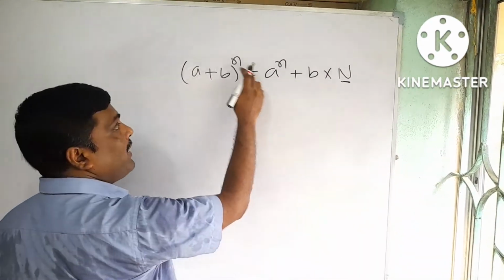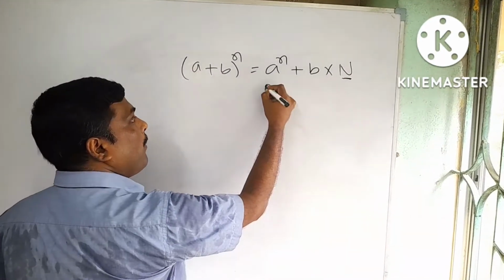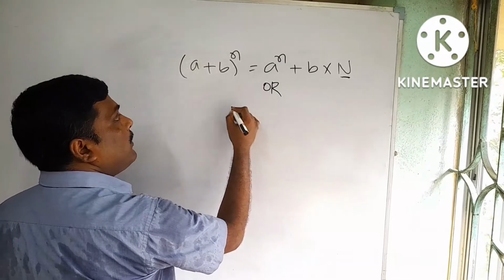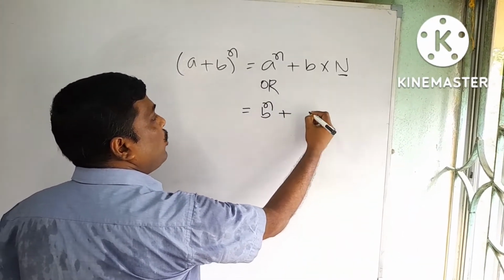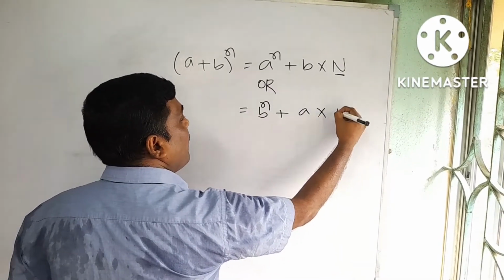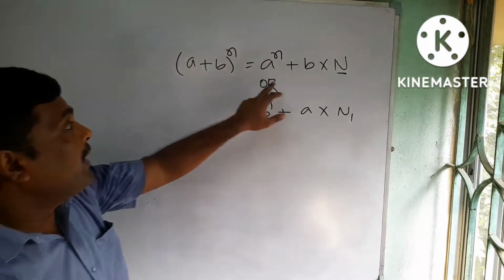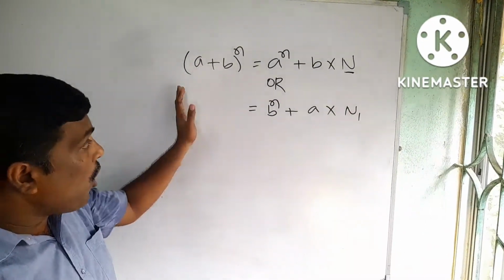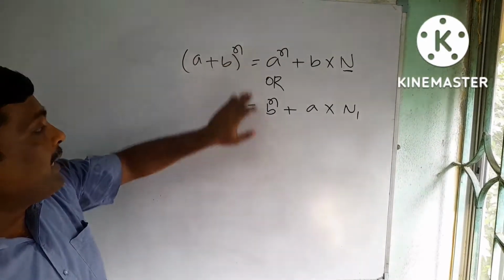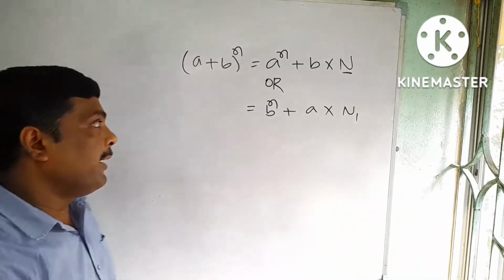So (a + b)^n can be written as a^n plus b into some natural number, or it is b^n plus a into some other natural number N1. Okay? (a + b)^n can be written as a^n plus b into some natural number capital N, or (a + b)^n is b^n plus a into some natural number N1.